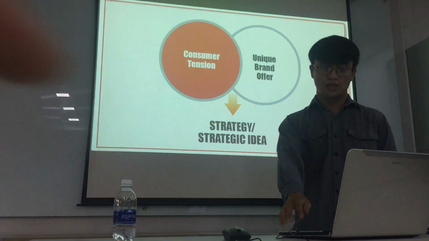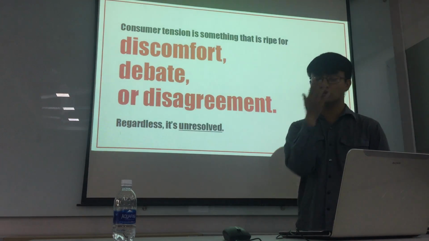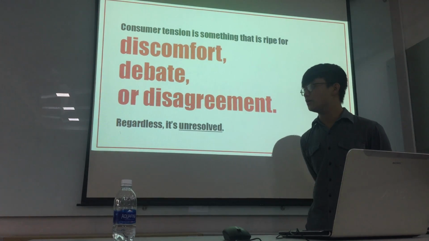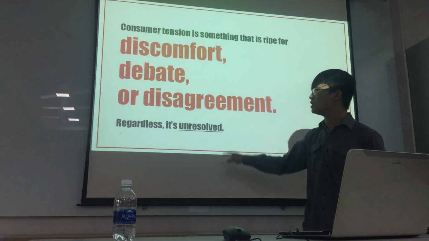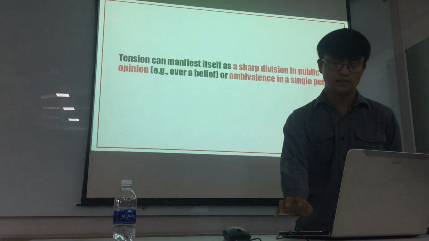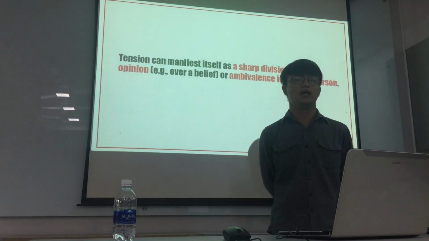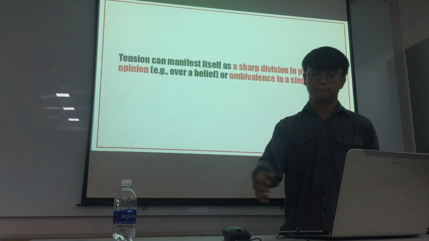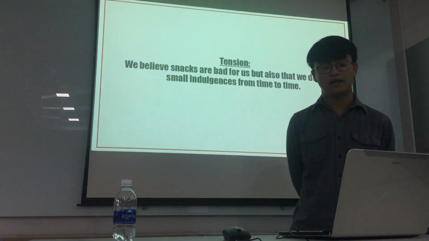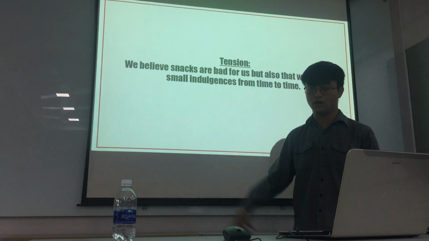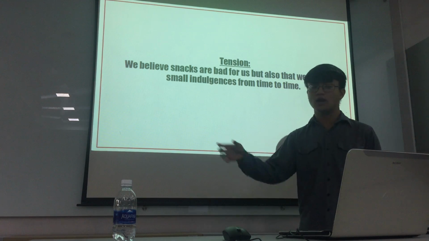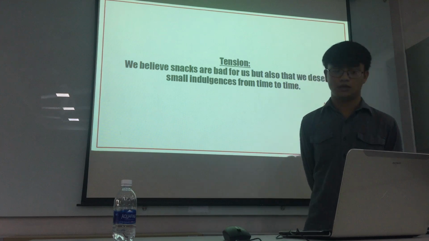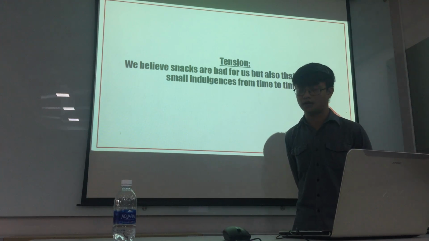The first element is consumer tension. Consumer tension is something ripe for discomfort, debate, or disagreement, and one important thing is that it must be unresolved. Tension can be a sharp division in public opinion, or just personal to one person. We have an example here of audience tension: we believe snacks are bad for us, but also that we deserve a small indulgence from time to time.